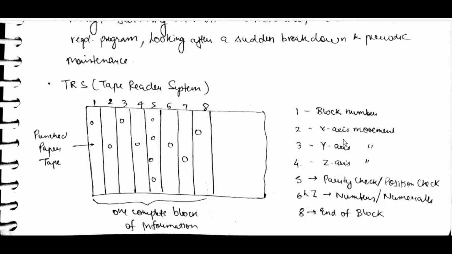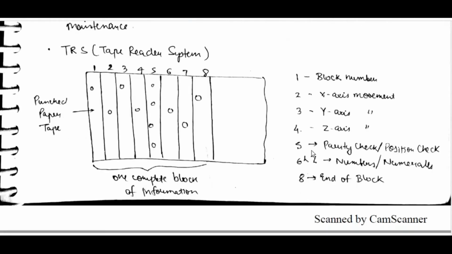TRS, tape reader system, punched paper tape: 1 2 3 4 8, one complete block of information. 1 is the block number, 2 is x axis movement, 3 is y axis movement, 4 is z axis movement, 5 is parity check or position check, 6 and 7 are numbers or numericals, 8 is end of block.